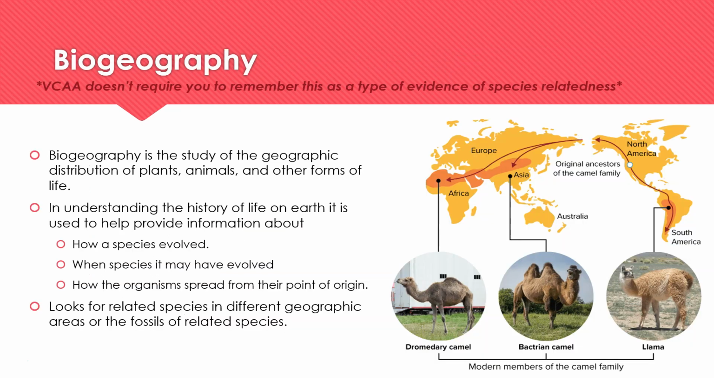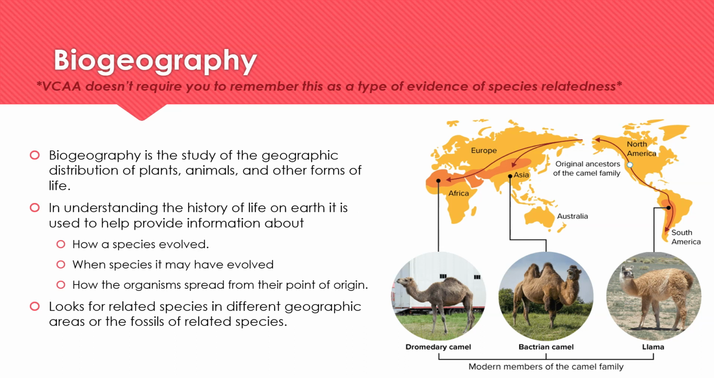So biogeography, just more of an aside here, because VCAA doesn't require you to remember this as a type of evidence, but it's worth knowing in the back of your head anyway. It's this idea that we can look at how life forms are distributed around the globe, and we're looking at their geographic locations, and specifically the locations of ones that we know are related to each other. You can see there in the diagram, we're looking at modern members of the camel family in terms of the dromedary camel, the Bactrian camel, and the llama.